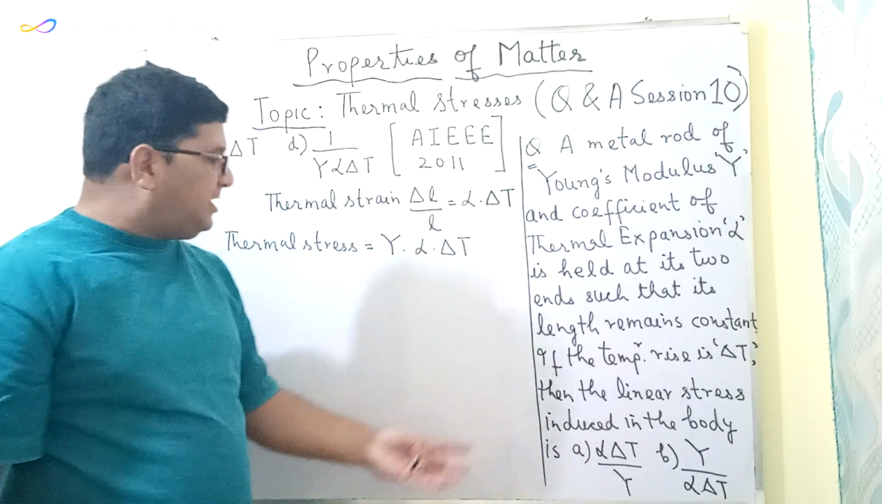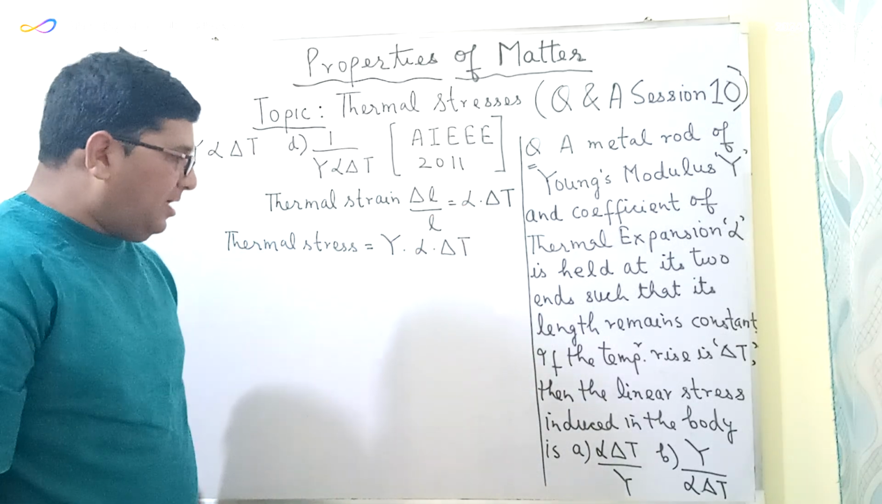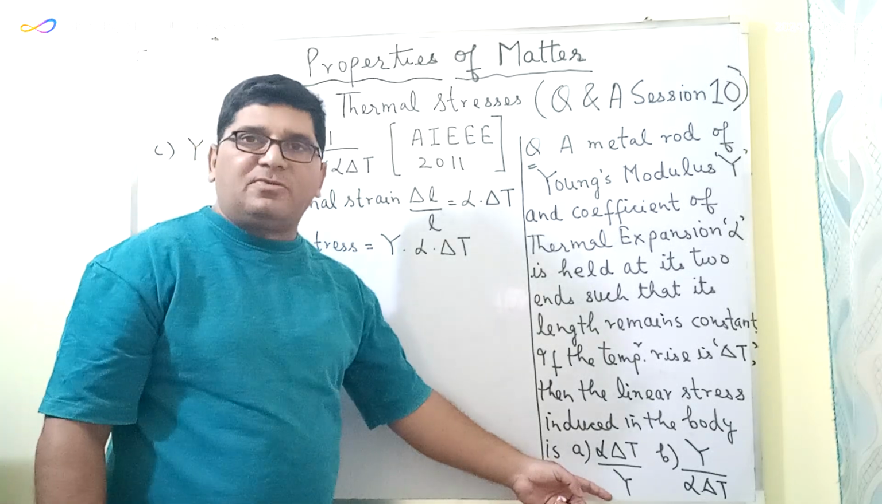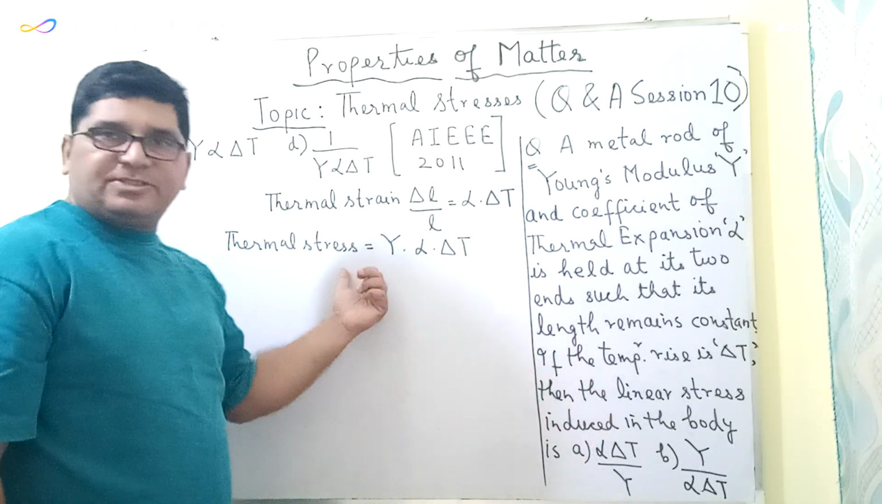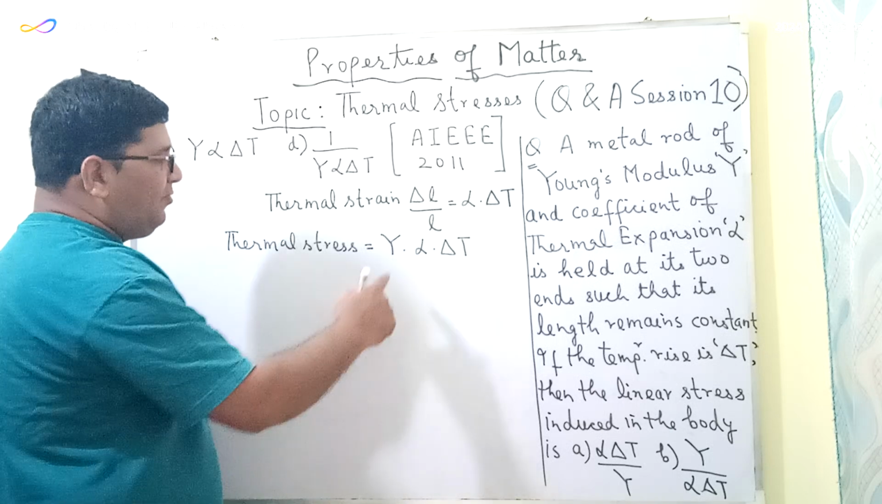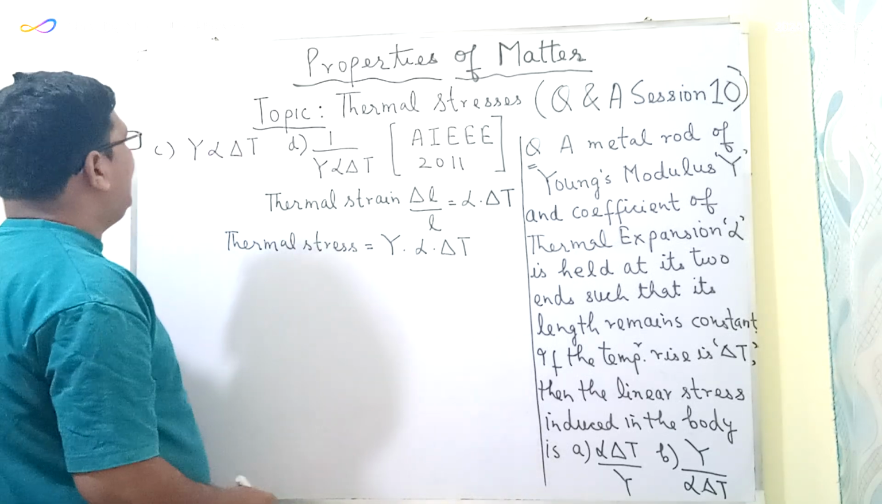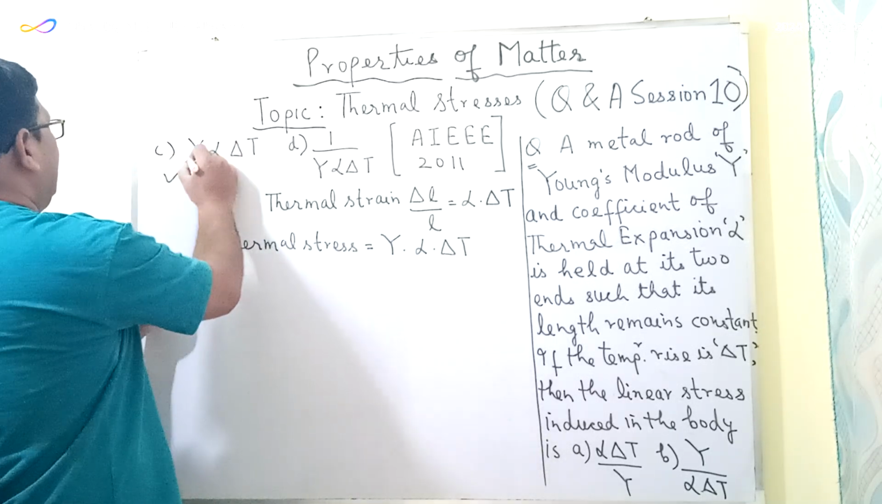So basically you can say that this question was asking you to write the formula for the thermal stress. So thermal stress is equal to Y into alpha into delta T, and here the correct option is C.